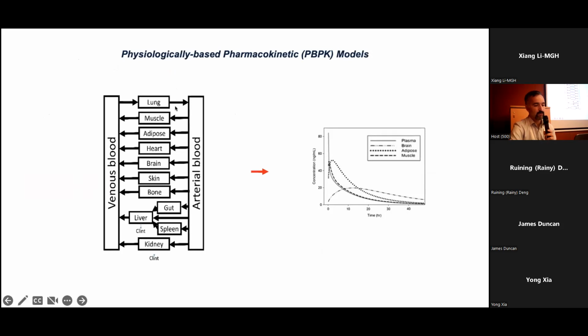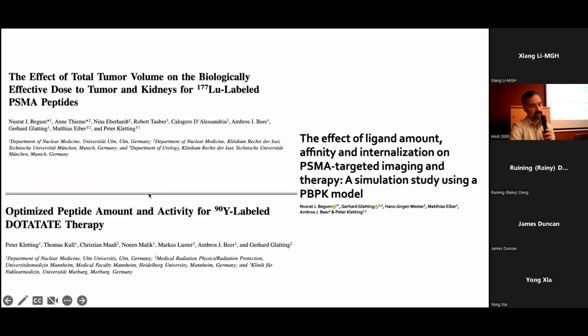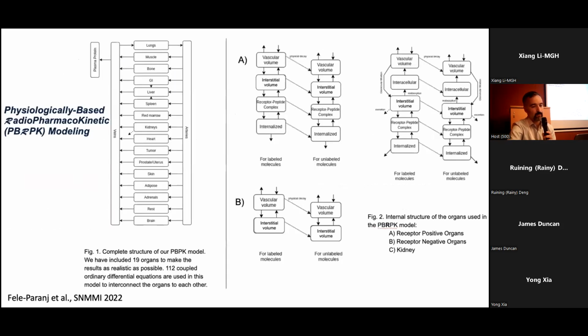And I guess personalization would mean to find all these rate parameters for individual patients. People have used these models in the past to get population level understanding, but increasingly the idea is to use them for personalized digital twins. So here's a model we've built with about 19 or 20 organs.